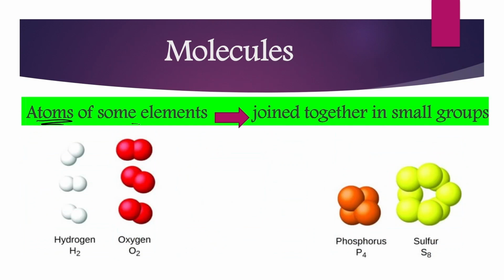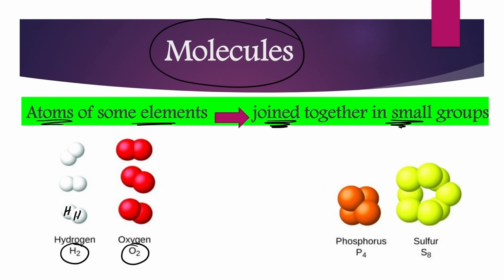When atoms of some elements are joined together in small groups, they form the molecules. So what are the molecules? The molecules are a group of atoms held together. For example, here we have the hydrogen molecule and the oxygen molecule. Hydrogen molecule is composed of two hydrogen atoms joined together. Oxygen molecule is composed of two oxygen atoms joined together. As we can see here, we have two hydrogen, two oxygen, so we call these types of molecules diatomic molecules. Di means two.